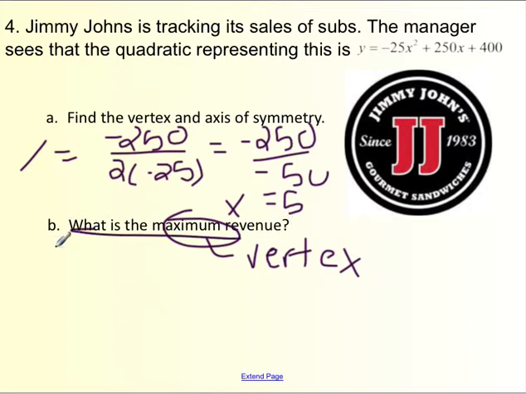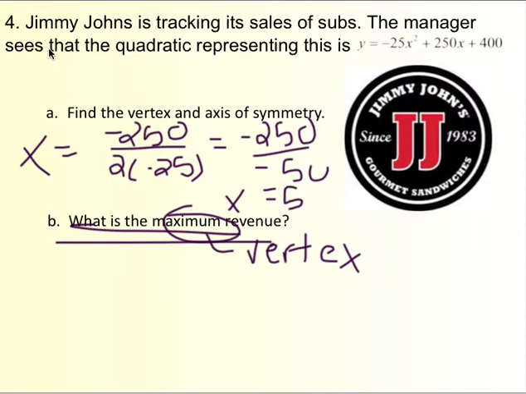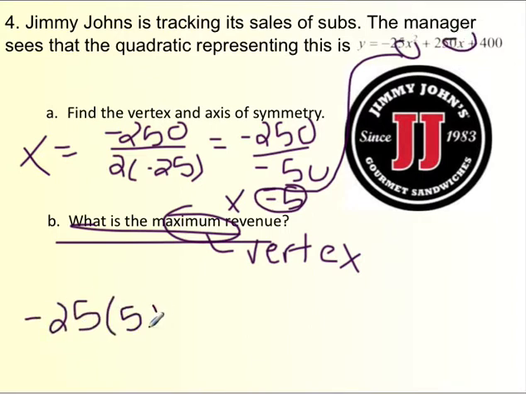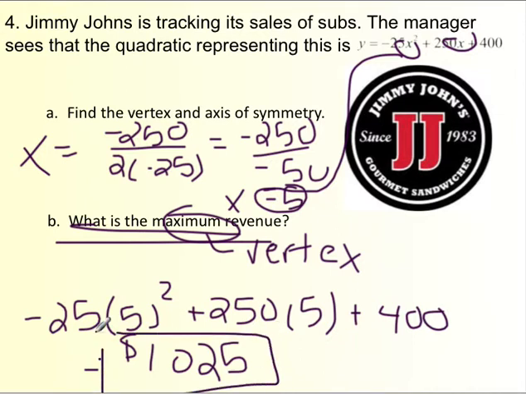Guess what? The maximum revenue comes from the y-coordinate of the vertex. So to get the y-coordinate of the vertex, I'm going to take this 5 and plug it in for each of my x's. So I get negative 25 times 5 squared plus 250 times 5 plus 400. If you have a nice calculator, like a scientific one or a graphing one, you can plug it in just as I have it written here, and it'll give you the right answer. Maybe try it along with me to make sure you're doing it right. You get $1,025. So that is your final answer for number 4.